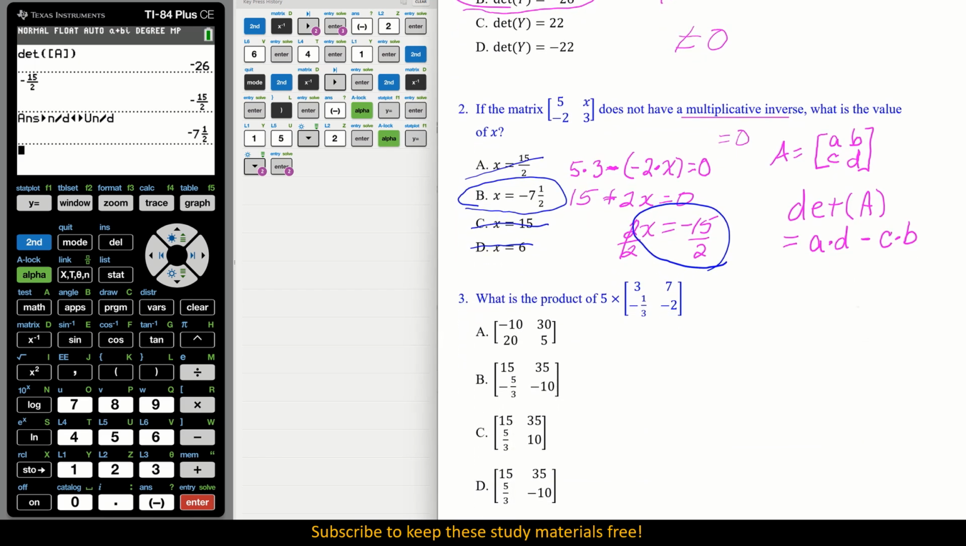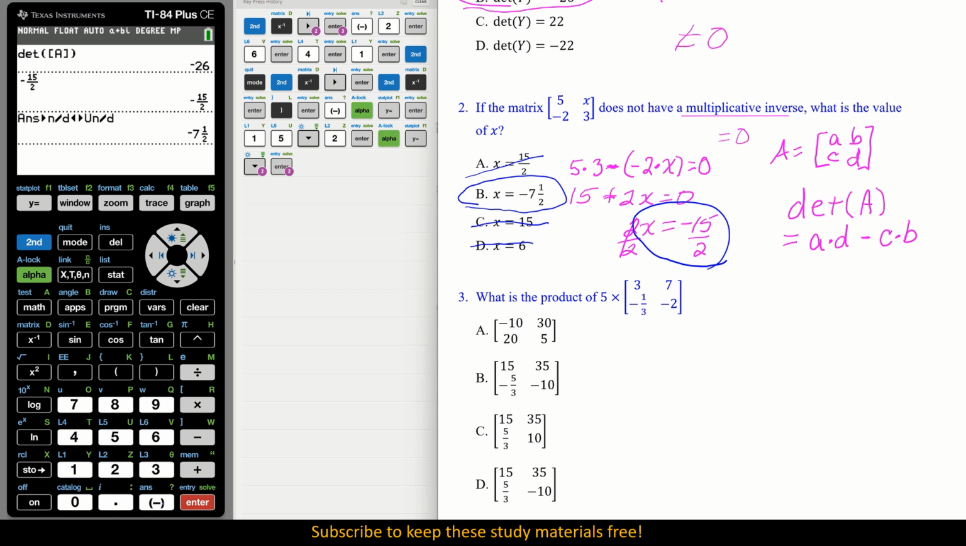Okay, let's look at number 3. All right, all the way up. Okay. What is the product of 5 times the matrices 3, 7, negative a third, and negative 2? Okay, you can do this in your head. You do it component by component. So 3 times 5 is 15. Well, this won't work. The others will. Now let's go to the next one.